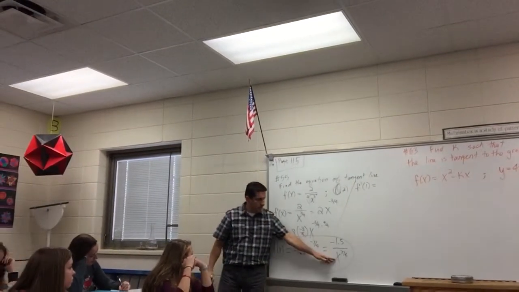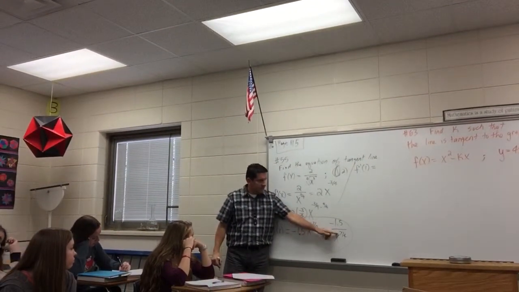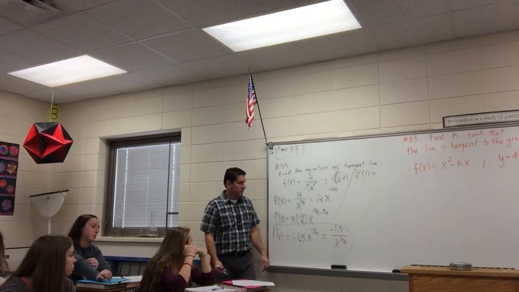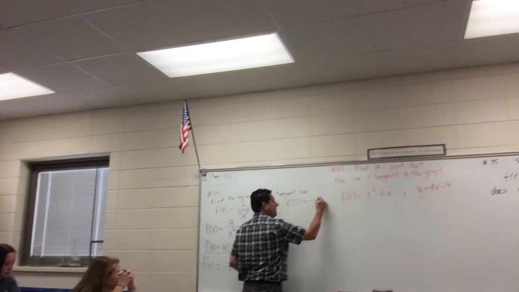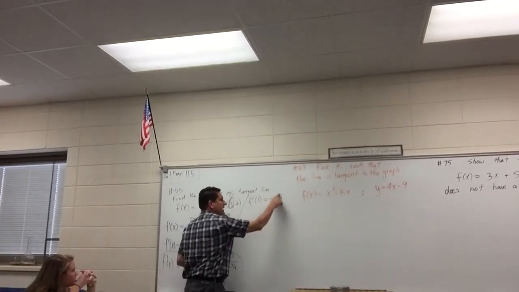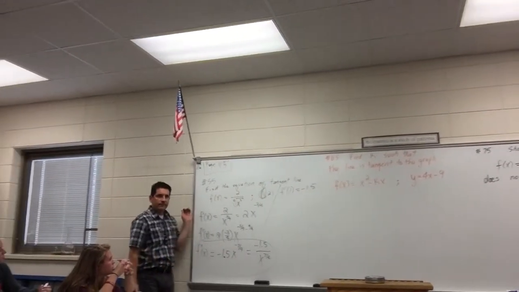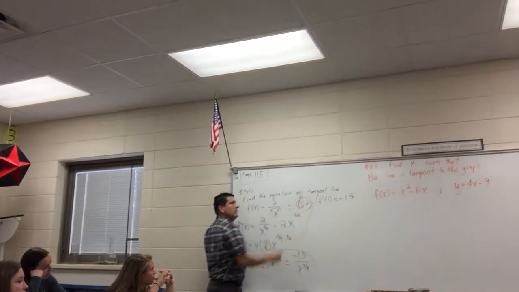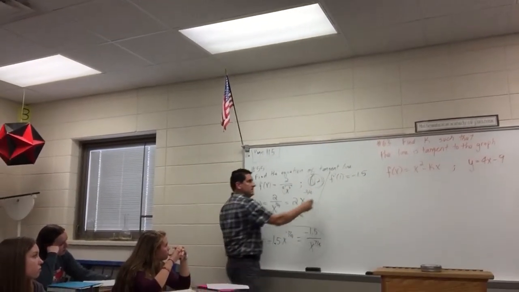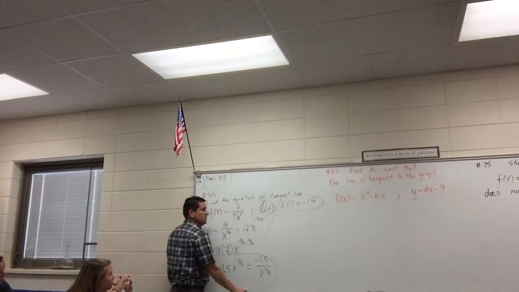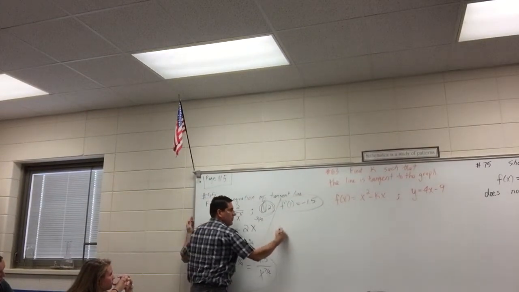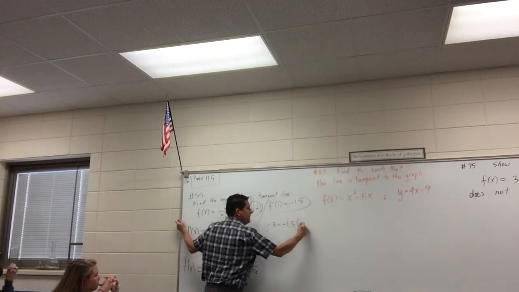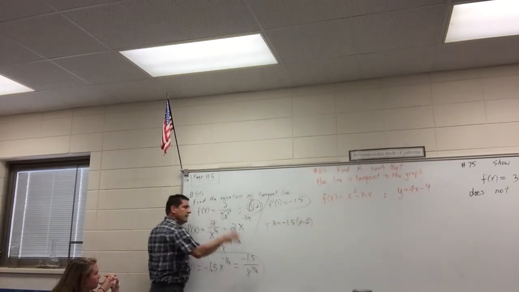We plug a 1 in here, raise it to the 7th power, and then the 4th root of 1 is just 1. So this answer is negative 1.5. So the slope at that point is negative 1.5. We already have the point, this is the slope, so we can go straight to the equation. Y minus 2 equals negative 1.5 times x minus 2, and then clean it up from there.